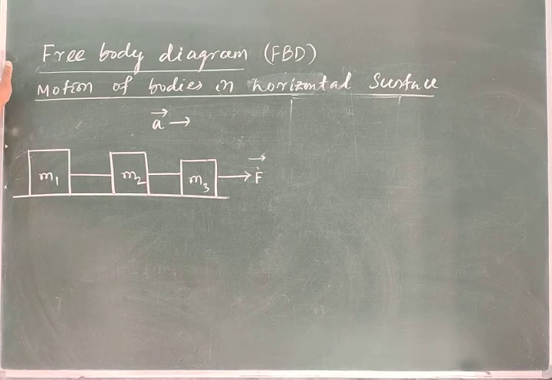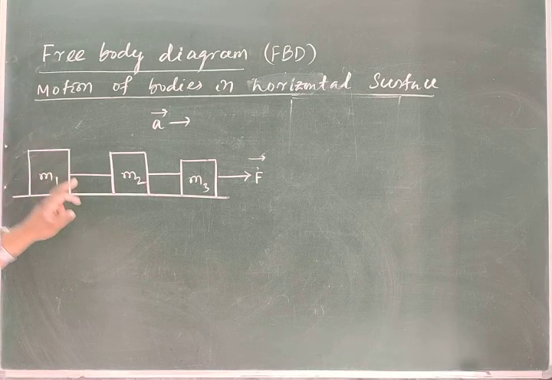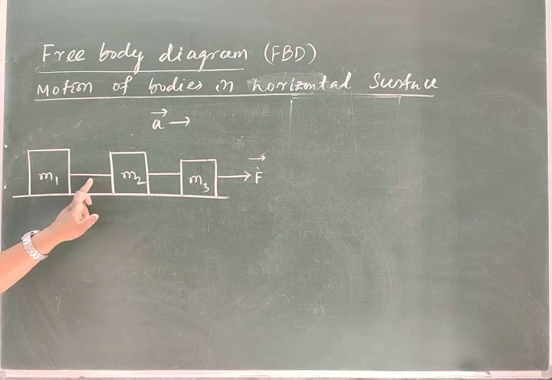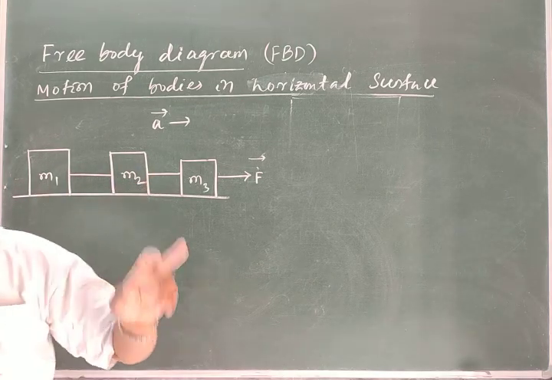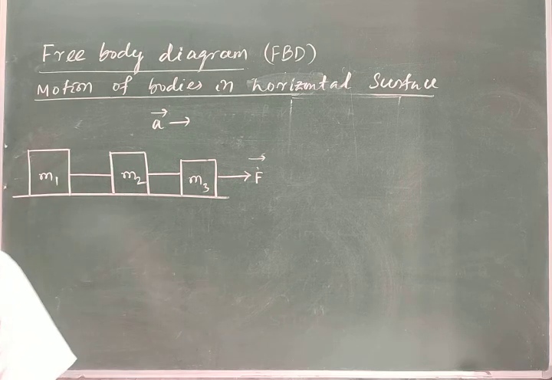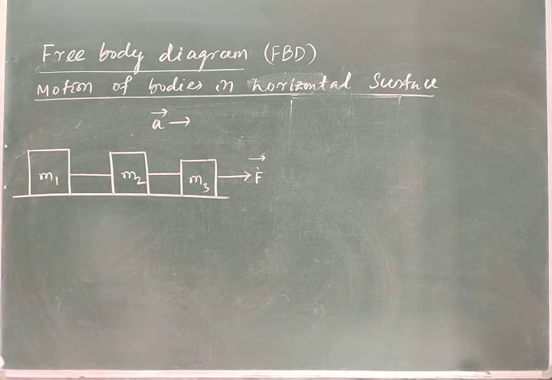So how to find the acceleration and the tensions? If the string changes between m1 and m2, there is one string, and between m2 and m3 there is another string. If the string changes, then what happens? The tension is also different. For a different string, the tension will be different.